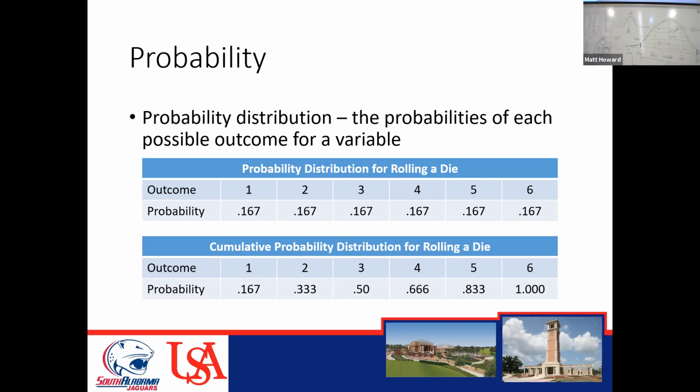So the difference between those is a probability distribution is just the probability of each of the discrete events, whereas a cumulative probability distribution is the probability of each event and everything that came before it in the distribution. So that's the difference between those two.